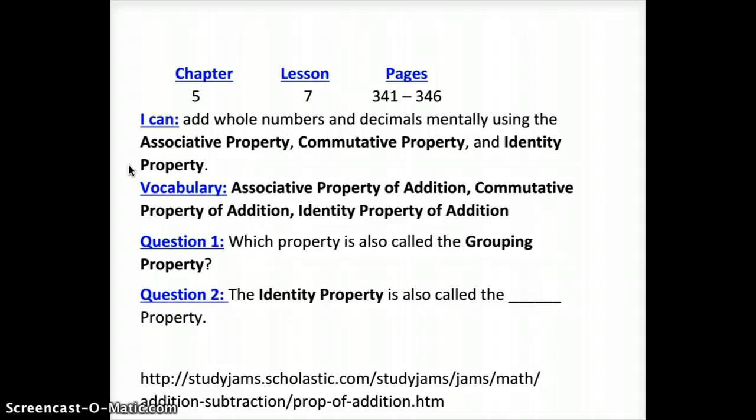Our vocabulary is associative property of addition, commutative property of addition, identity property of addition. Question 1: Which property is also called the grouping property? Question 2: The identity property is also called the blank property.